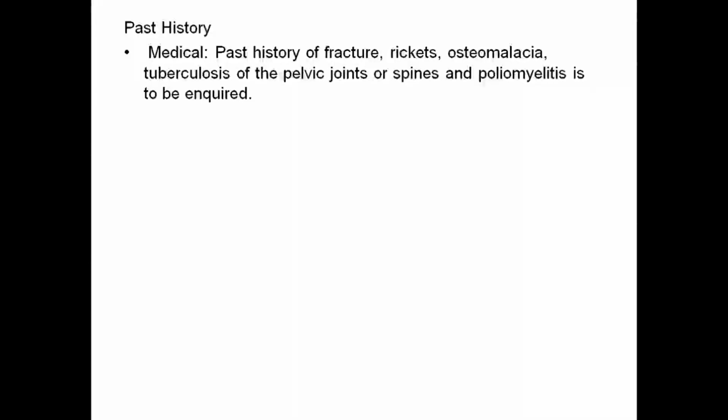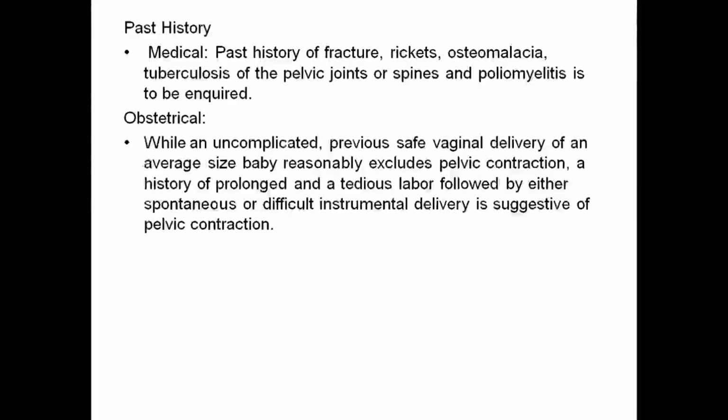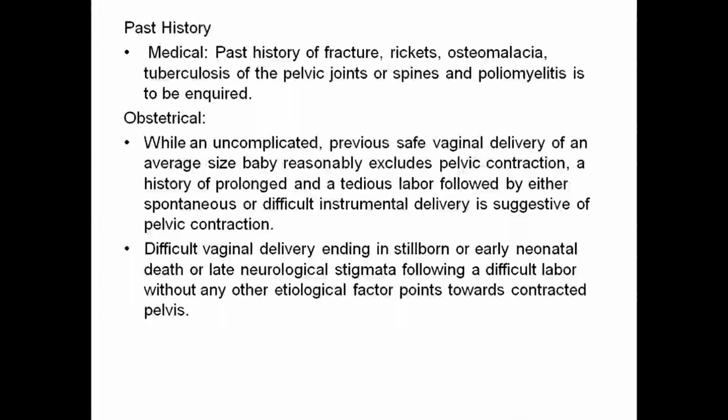The past history, like medical history, past history of fracture, rickets, osteomalacia, tuberculosis of pelvic joints or spine, and poliomyelitis, is to be elicited. In the obstetric history, an uncomplicated previous safe vaginal delivery of an average size baby reasonably excludes pelvic contraction. A history of prolonged and tedious labor followed by either a spontaneous or difficult instrumental delivery is suggestive of pelvic contraction. Difficult vaginal delivery ending in stillbirth, early neonatal death, or late neurological stigma following a difficult labor without any other etiological factors points towards a contracted pelvis.